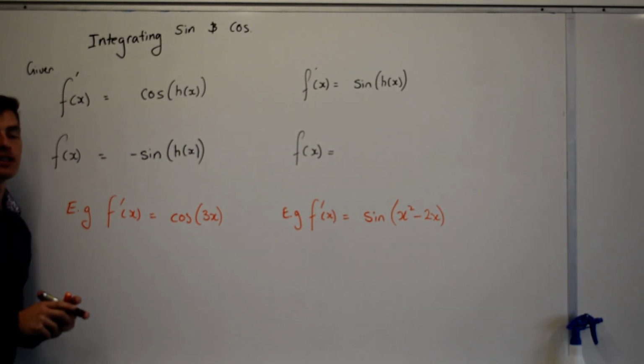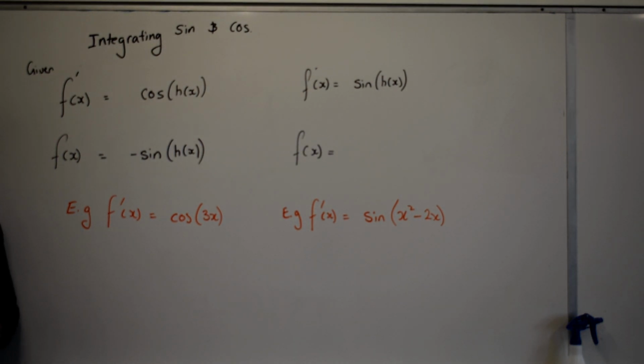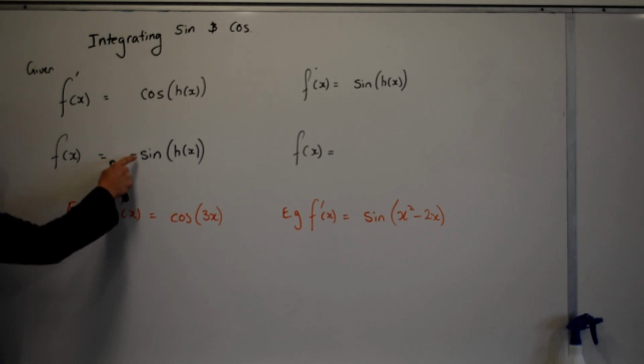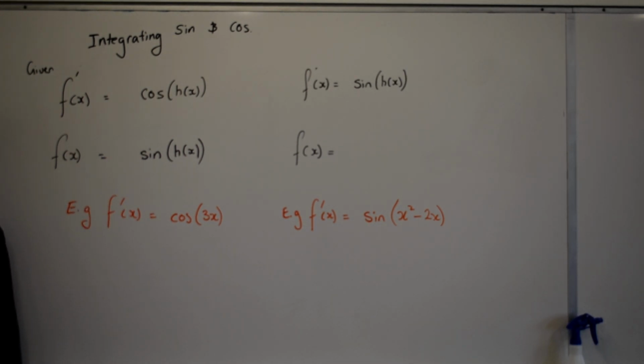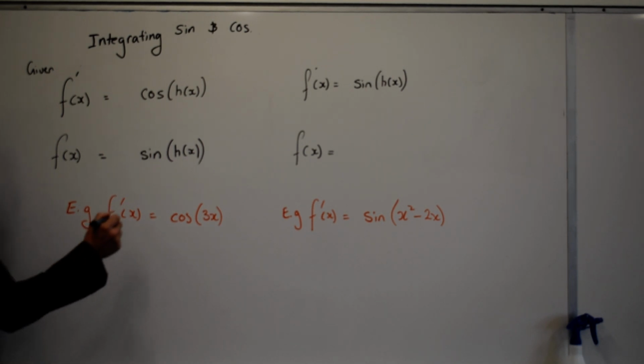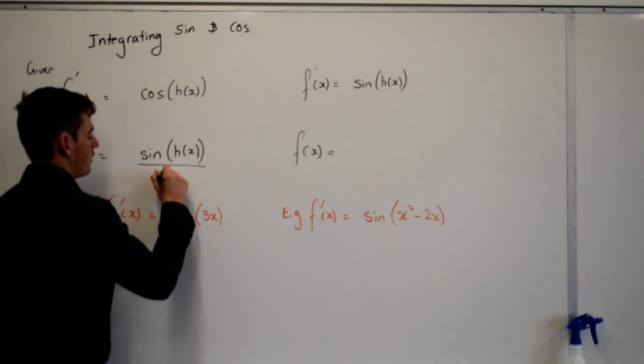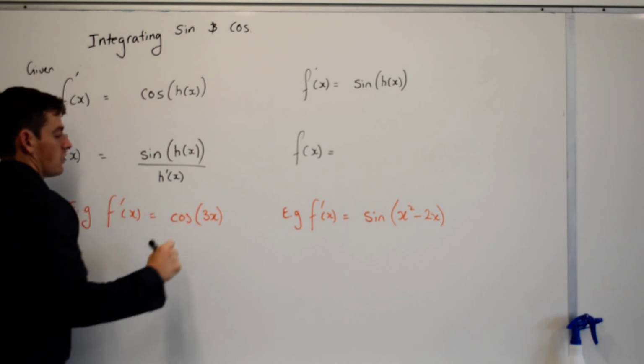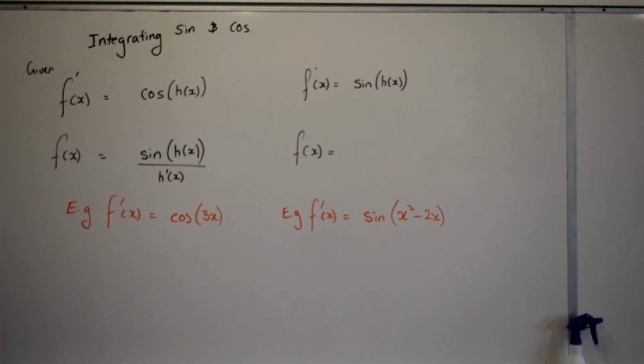Well, when we're deriving, let's think about this. When we're deriving cos, what's the derivative of cos? Negative sine. So would it make sense for the antiderivative of cos to be negative sine as well? So it's just sine h(x) divided by h dash x. So whatever the derivative of the thing inside the brackets is, that is the thing we're dividing by now.